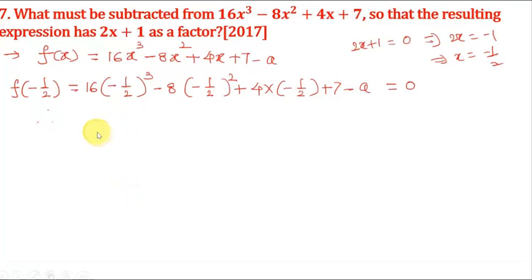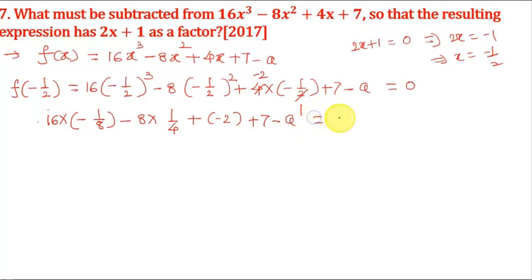Here, okay. 16 into in bracket minus 1 upon 8, okay, minus 8 into 1 upon 4 plus 4 into minus 1 upon 2. Then here 2 ones are 2, 2 twos are 4, we get here minus 2, okay. Next, I will write here, that is a in bracket minus 2 plus 7 minus 8 is equal to 0.